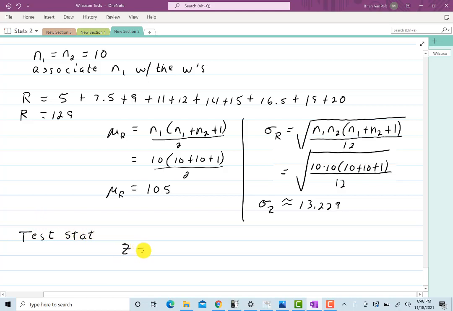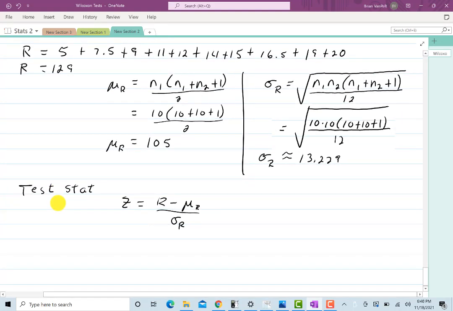Z equals r minus mu all over sigma. So you can see this takes the same form as when you had stats 1, when you would have had to normalize things to use the standard normal distribution table. This is identical to that stuff. Let me put in my numbers.